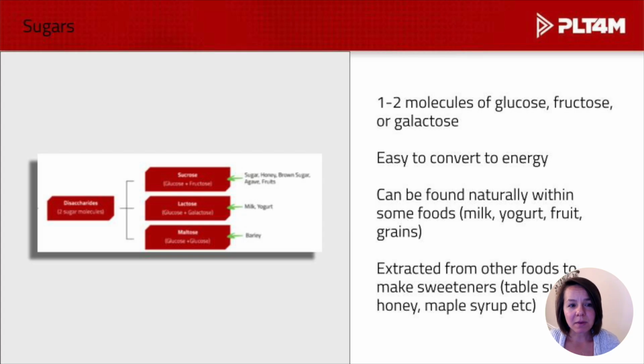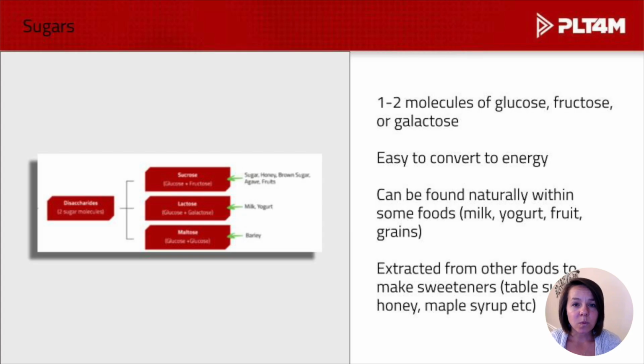So, 1 to 2 molecules of these sugars can come together, and that's when we end up with the sugar that's found in food. We can have things like sucrose, which is glucose and fructose together. So, those are the 2 molecules within that. There's lactose, which is found in dairy products, which is glucose and galactose coming together. Or we can end up with something like maltose, which is glucose and glucose coming together. So, again, when 1 or 2 molecules come together, that's what makes up the sugar that can be found within our different food sources.